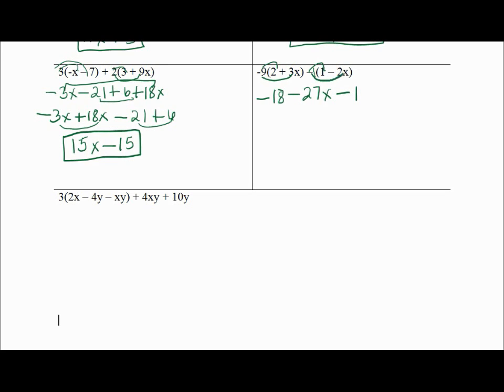And then I have the negative times a negative 2x gives me a positive 2x. Once again, I'm going to group my like terms together. Negative 27x plus 2x. Then I'll bring down this minus 18 minus 1. Combine like terms becomes a negative 25. Uh-oh, not negative 5. Should be a negative 25.